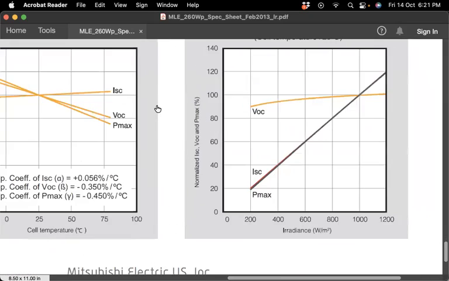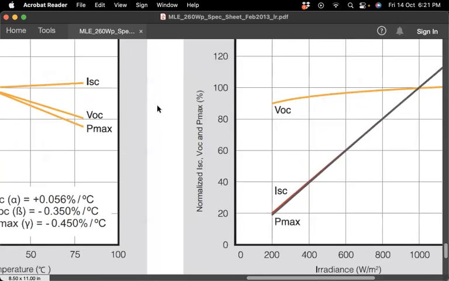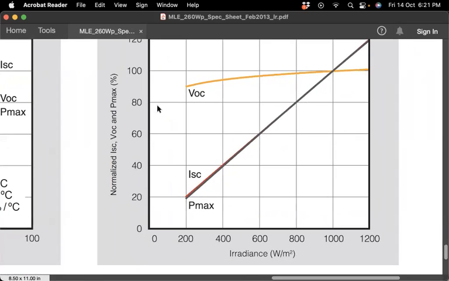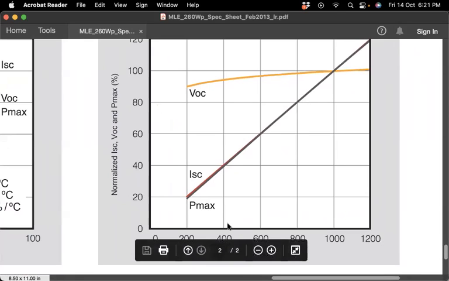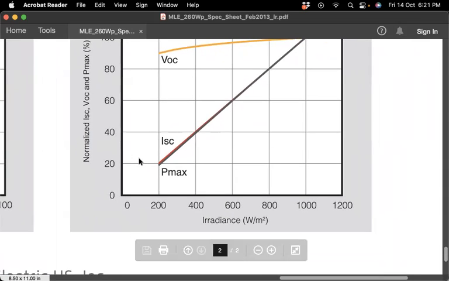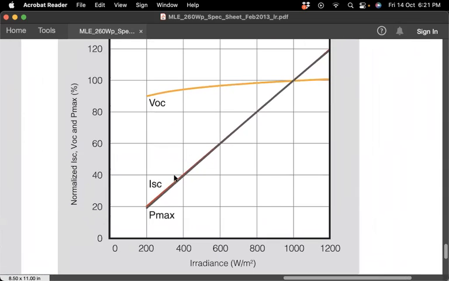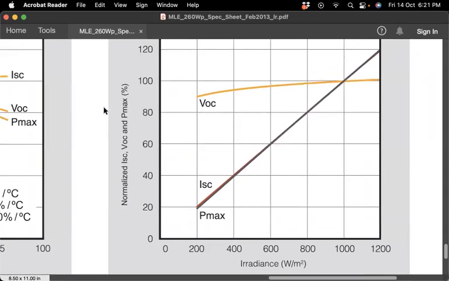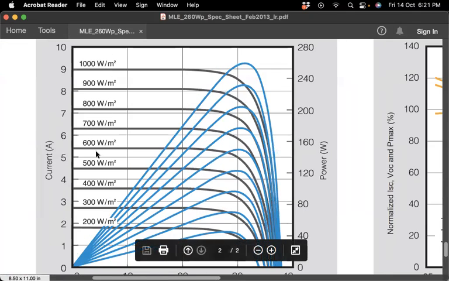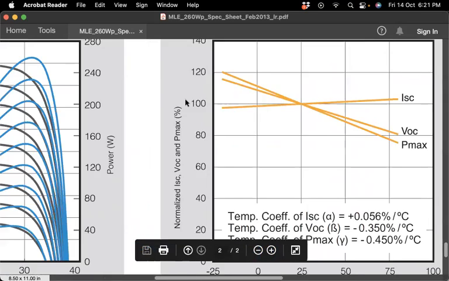And this curve also represents the variation here. I think this is the irradiance in watt per meter square, and this is the maximum power. So you can see that by increasing the irradiance, there is a linear relation between the current and the irradiance, which we already described here. If you remember, we described that this is a linear relation, so you can see this linearity here.